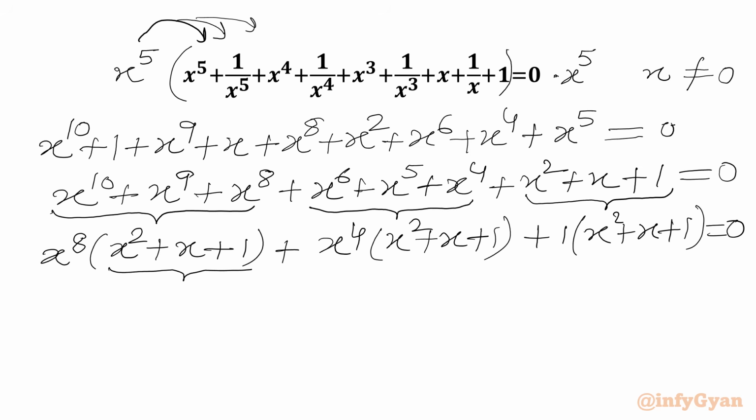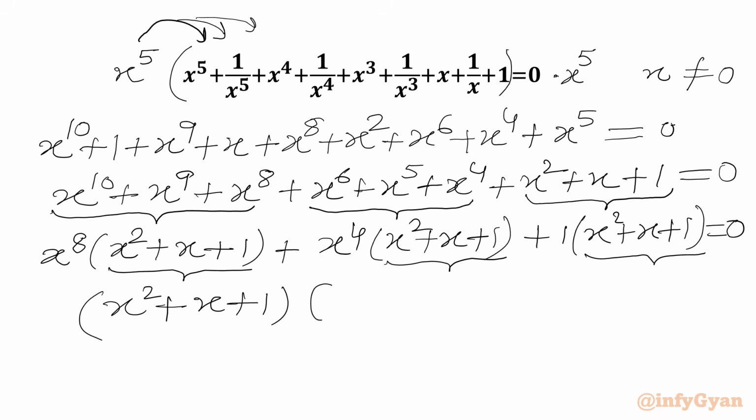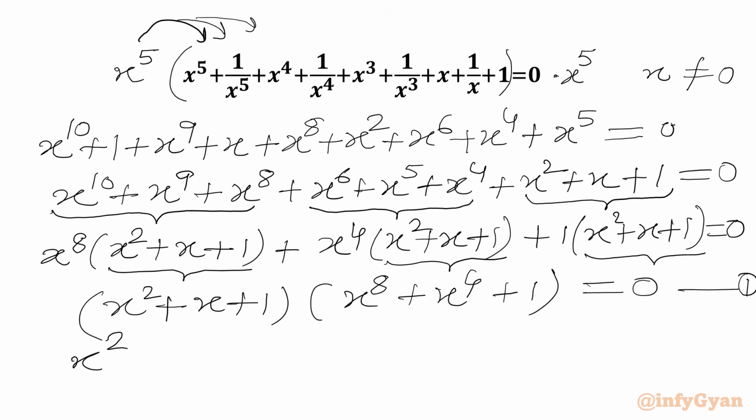Now x square plus x plus 1 is common, which we will take out. So x square plus x plus 1 times x power 8 plus x power 4 plus 1 equal to 0. Let's say this is equation number 1. Now we can use product 0 rule and write easily x square plus x plus 1 equal to 0, or x power 8 plus x power 4 plus 1 equal to 0.